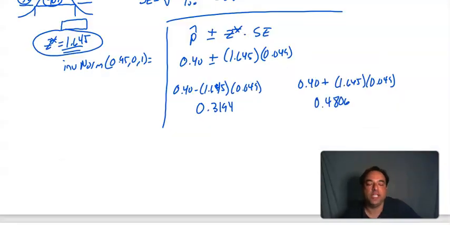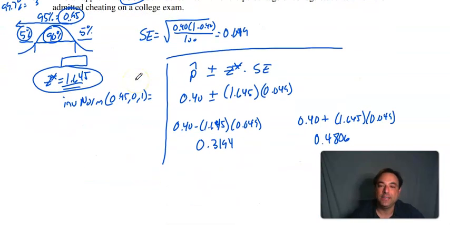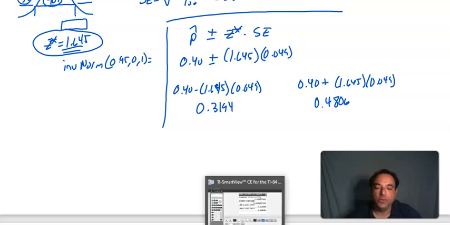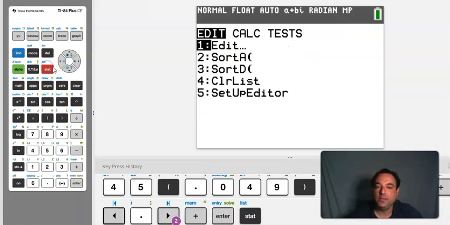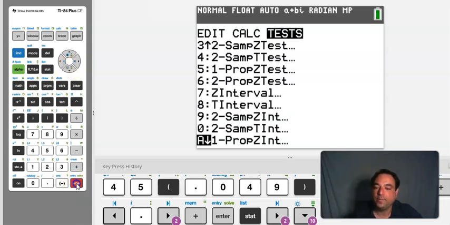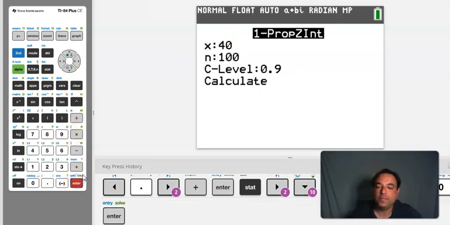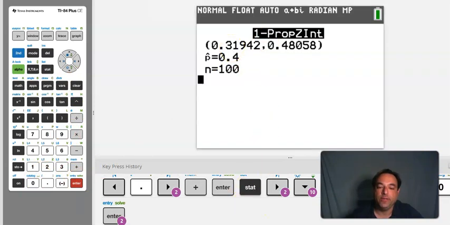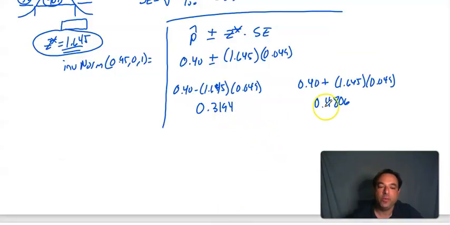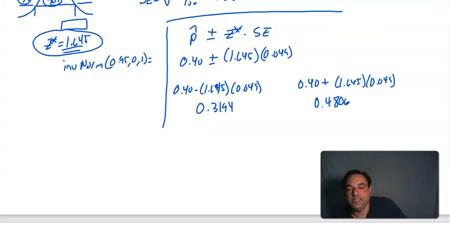Before we write our sentence, let's check it in the calculator. Remember, we have 40%, which is 0.40, which comes out of 40 out of 100, and the confidence level was 90. So to check this in the calculator, we go to Stat, over to Tests, all the way down to letter A. Still X is 40, N is 100, but we change the C level to 0.90. Enter, and we get 0.3194, then 0.4806, everything matching, and then we can write our sentence.